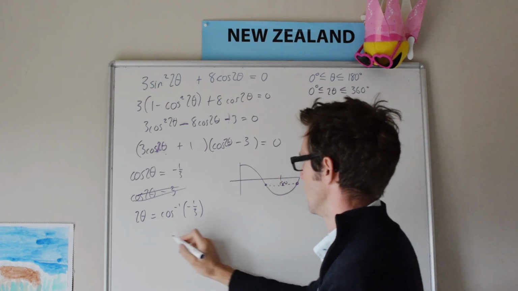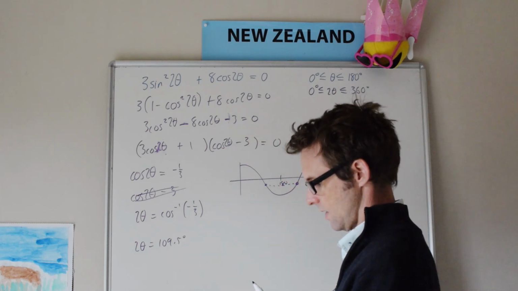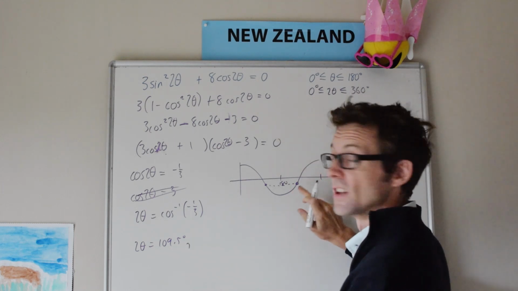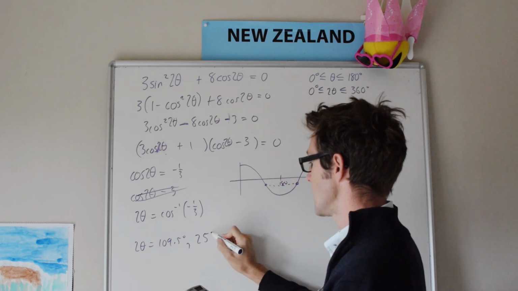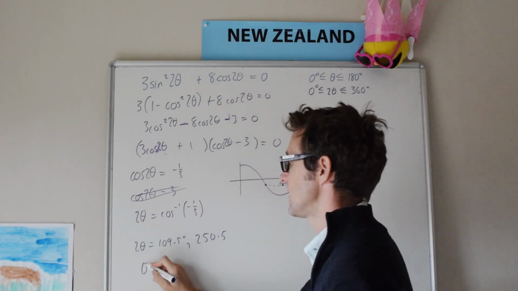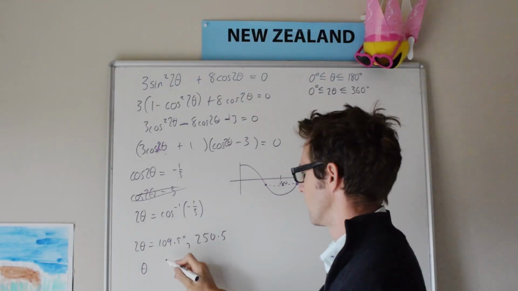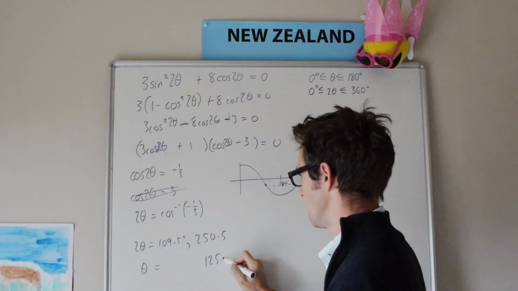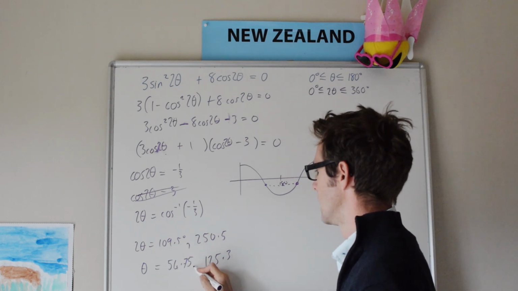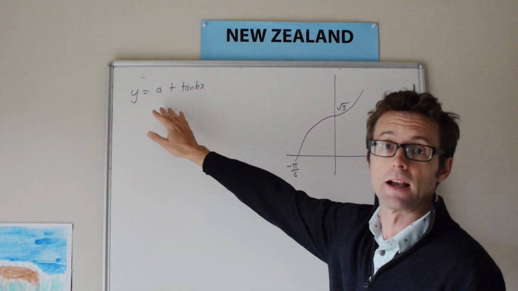So I've got 2 theta equals 109.5. And then to find my other one, I'm going to do 360 take away that, and that will give me this one here. So this is 250.5. Last step is to find theta, because that's 2 theta, so I divide both of these answers by 2, so I've got 125.3, 54.75.